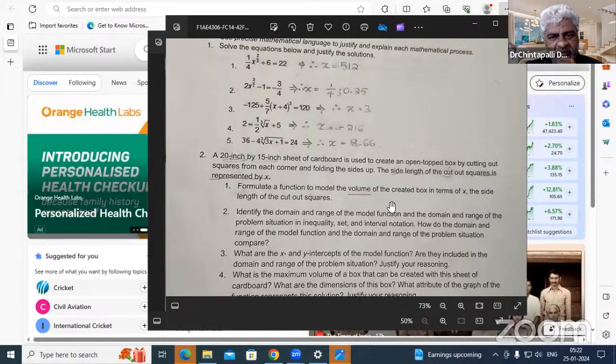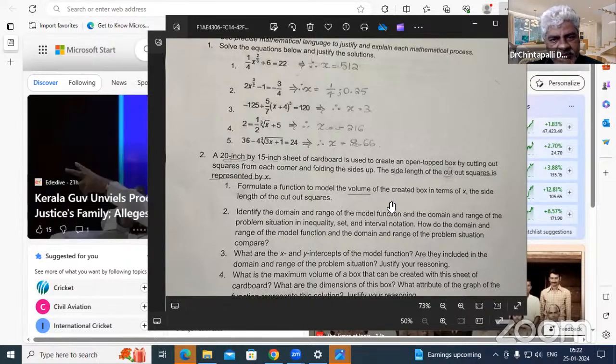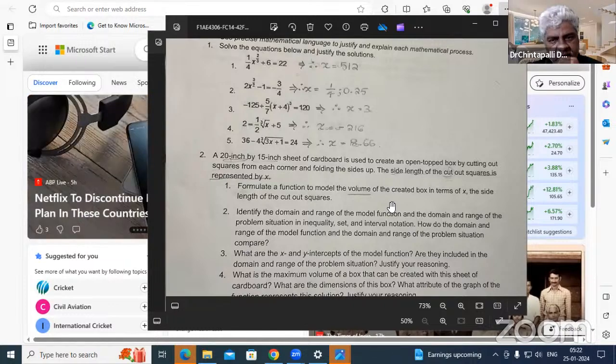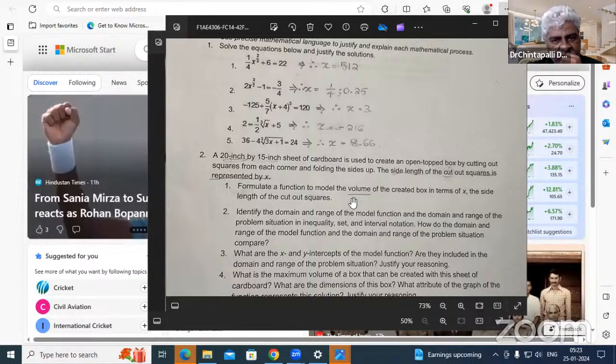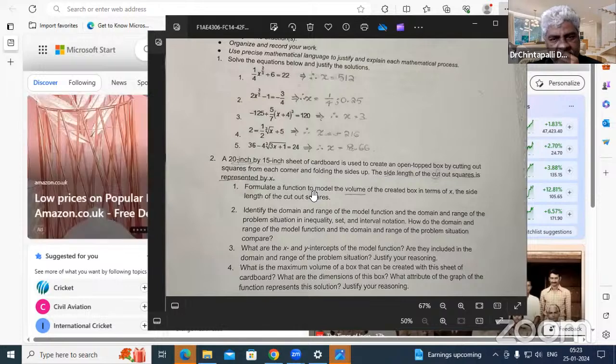A 20-inch by 15-inch sheet of cardboard is used to create an open-topped box by cutting out squares from each corner. Formulate a function to model the volume of the created box in terms of x. Identify the domain.